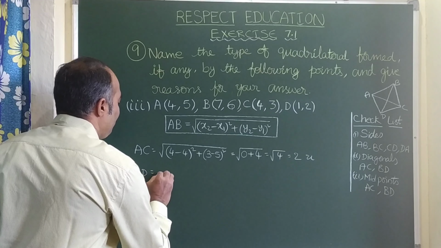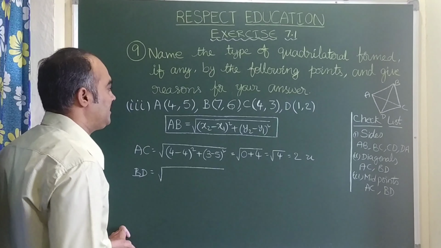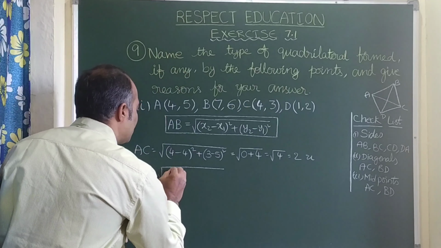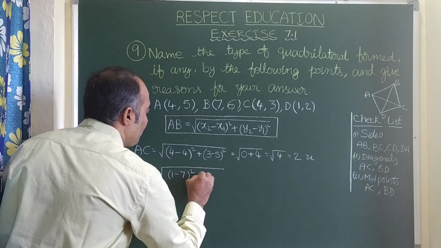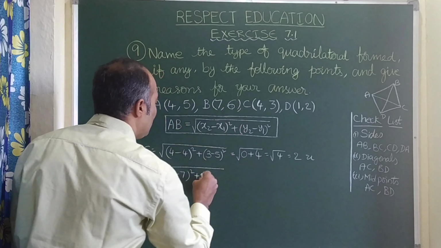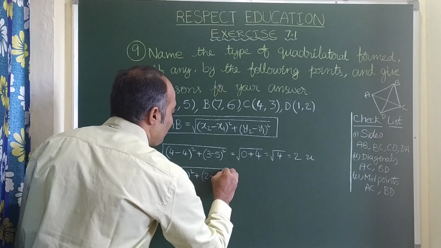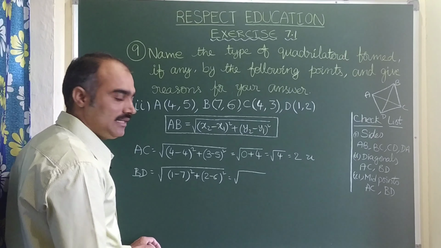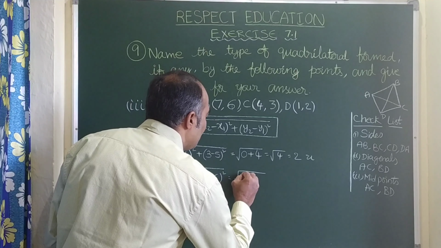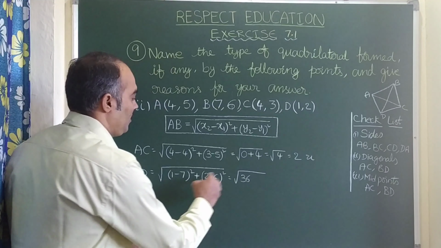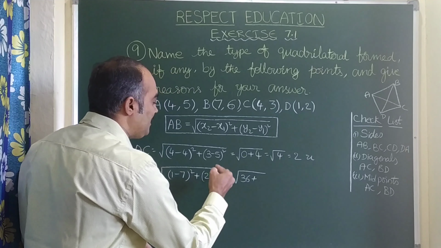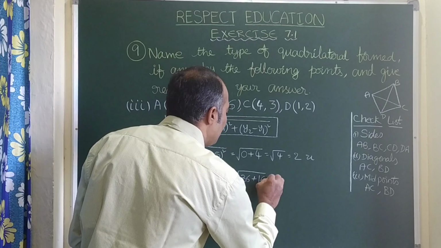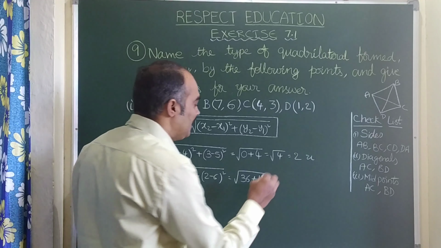Let us find BD. So distance between B (7, 6) and D (1, 2): (1 minus 7) whole square plus (2 minus 6) whole square. On simplification, 1 minus 7 is minus 6. Minus 6 whole square is plus 6 square, means 36. Plus 2 minus 6 is minus 4. Minus 4 square is 16. 36 plus 16 is 52.